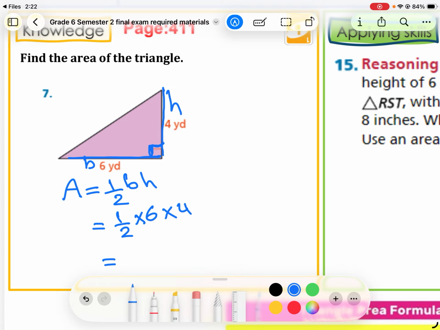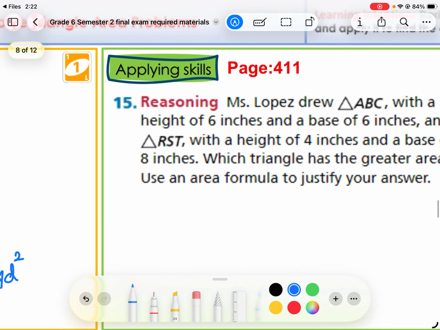Now let's multiply. 6 times 4 equals 24. 24 divided by 2, that will be 12, and the unit is yard squared. Okay, this is how you find the area of the triangle. Let's move on to the second question.